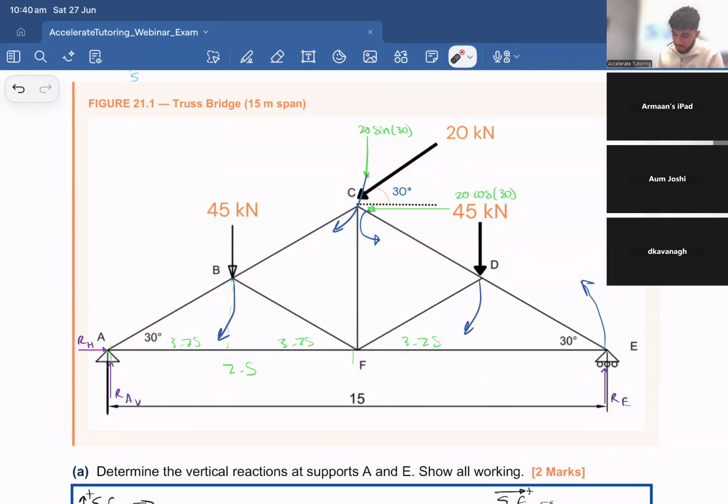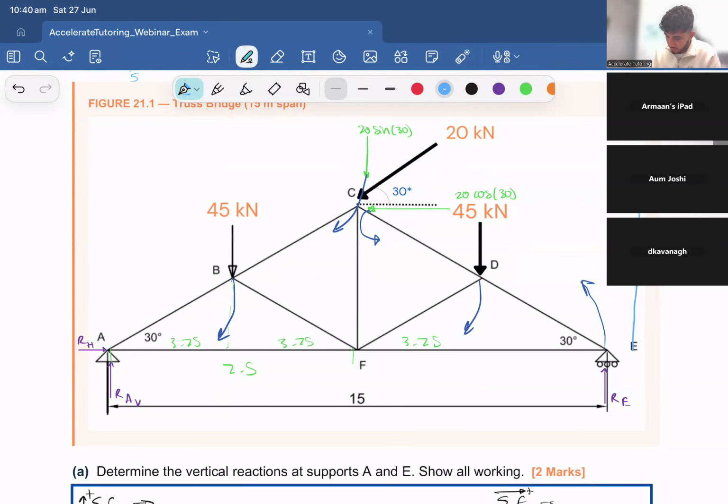Very quickly, let's find our height of this truss. How would I find this distance? Can someone tell me? How would we find that? Should just be basic trigonometry. So say that's 30 degrees, that's 7.5. How do I find height?